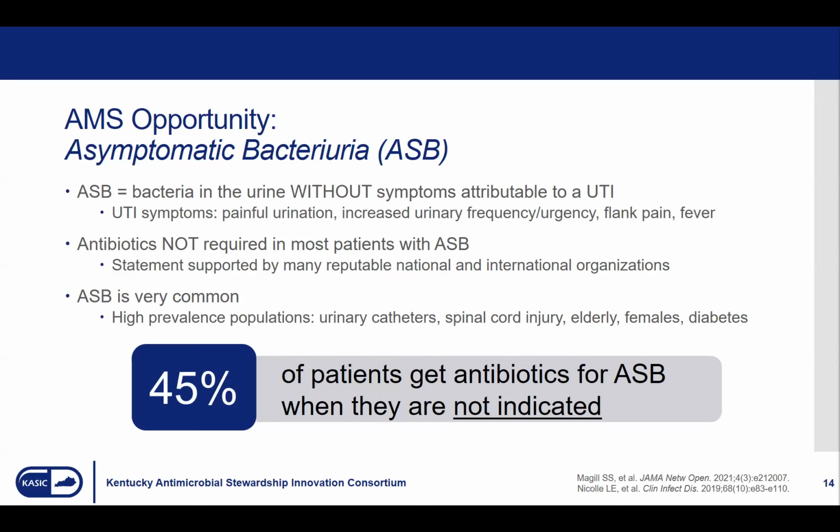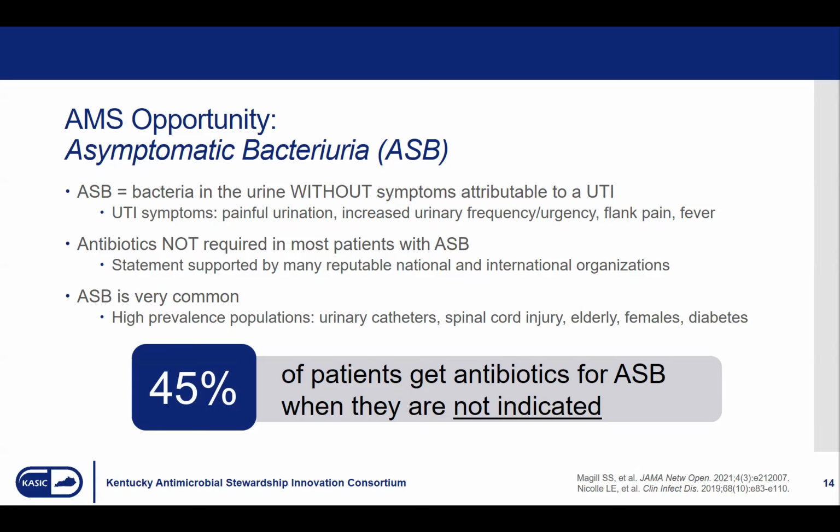Okay, so a big stewardship opportunity that is relevant to all healthcare settings is ASB. The definition of ASB, or asymptomatic bacteriuria, is simply finding bacteria in the urine without symptoms that are attributable to a UTI, to an actual infection. UTI symptoms include painful urination, increased urinary frequency, urgency, flank pain, and fever in more severe cases. And antibiotics are not required in most patients with ASB.